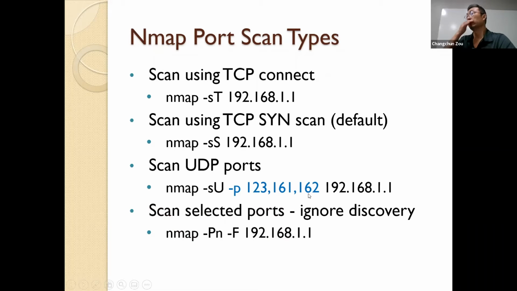Like if I only want to scan these 3 or 4 ports on the target IP address, I can use -p, then put the port numbers here, using commas to separate them. Nmap will know to scan only those ports. So this will save a lot of traffic.